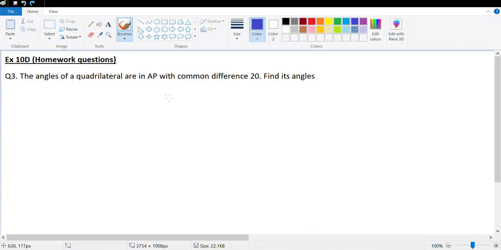Hi guys, let's look at the homework questions of exercise 10D. But before we start the homework questions, let's revise the concept.